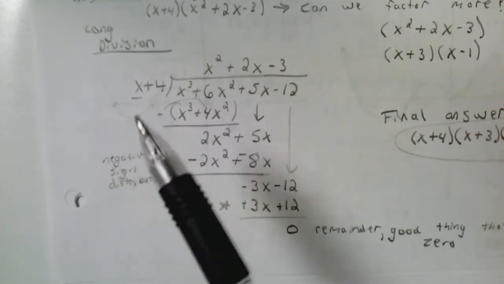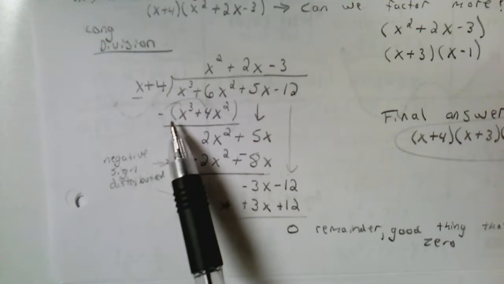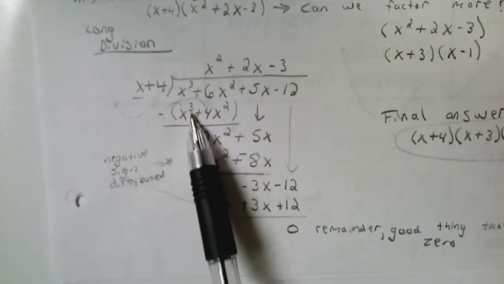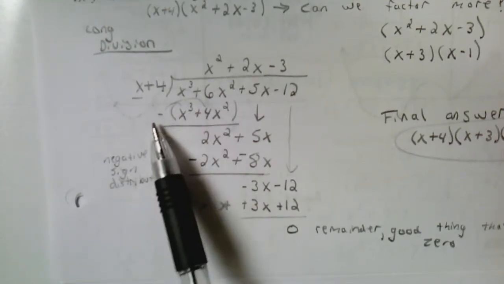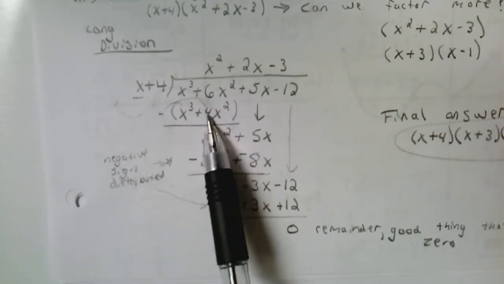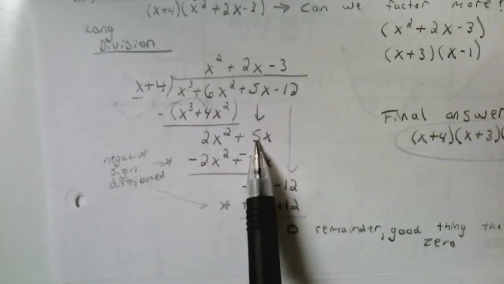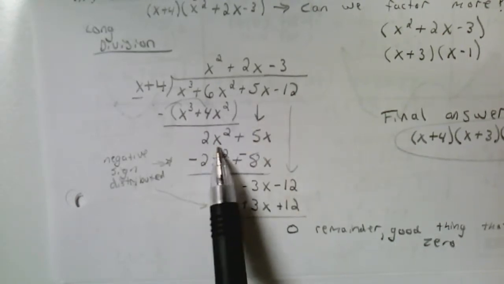So this negative sign will ultimately get distributed, making that a negative x to the third. Okay, perfect. That cancels out. It will also make this a negative 4. So when I take 6 minus 4, it leaves me with a 2. And then I bring down the 5x. Now my first term is this, 2x squared.